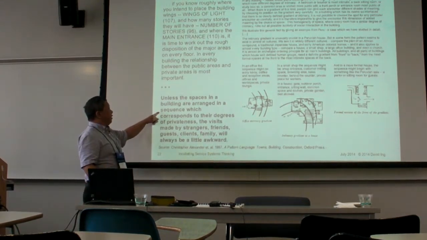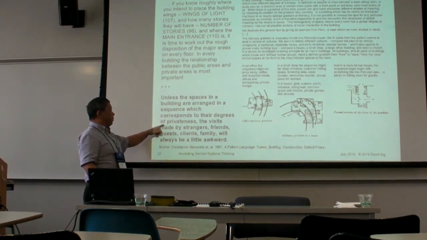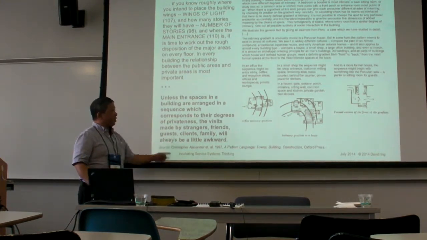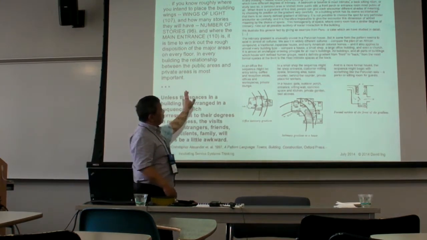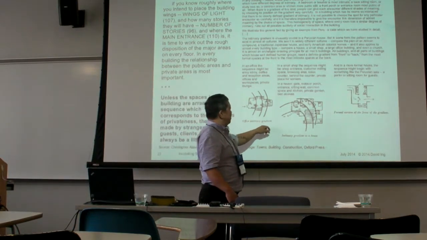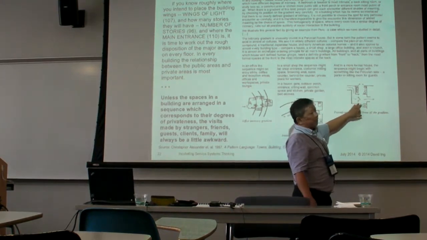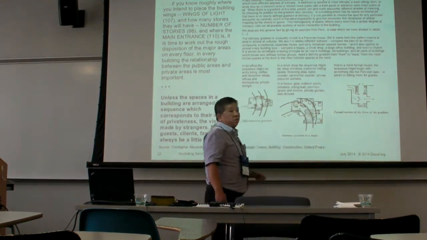Unless the spaces of the building are arranged in sequence with corresponding degrees of privateness, the visits made by strangers, friends, guests, clients, families will always seem a little bit awkward. And then it goes through describing the office intimacy gradient, an intimacy gradient in a house, and a formal version of the front of the gradient. So there are drawings that go along.